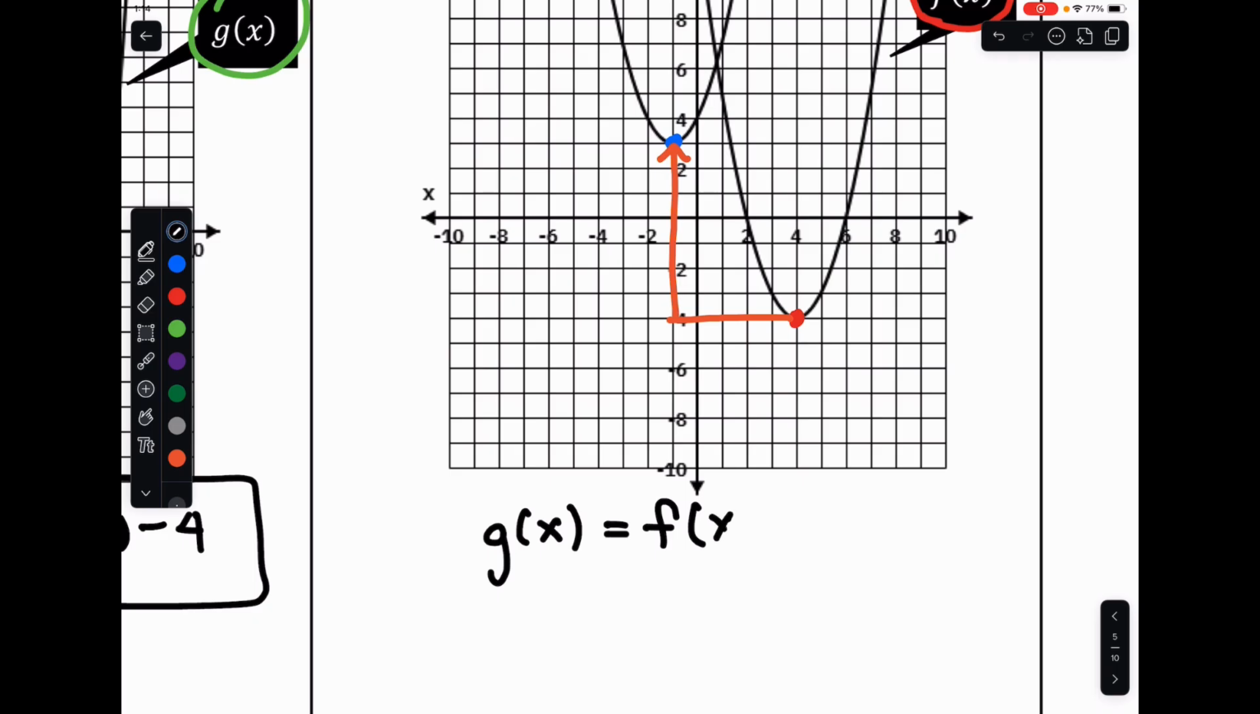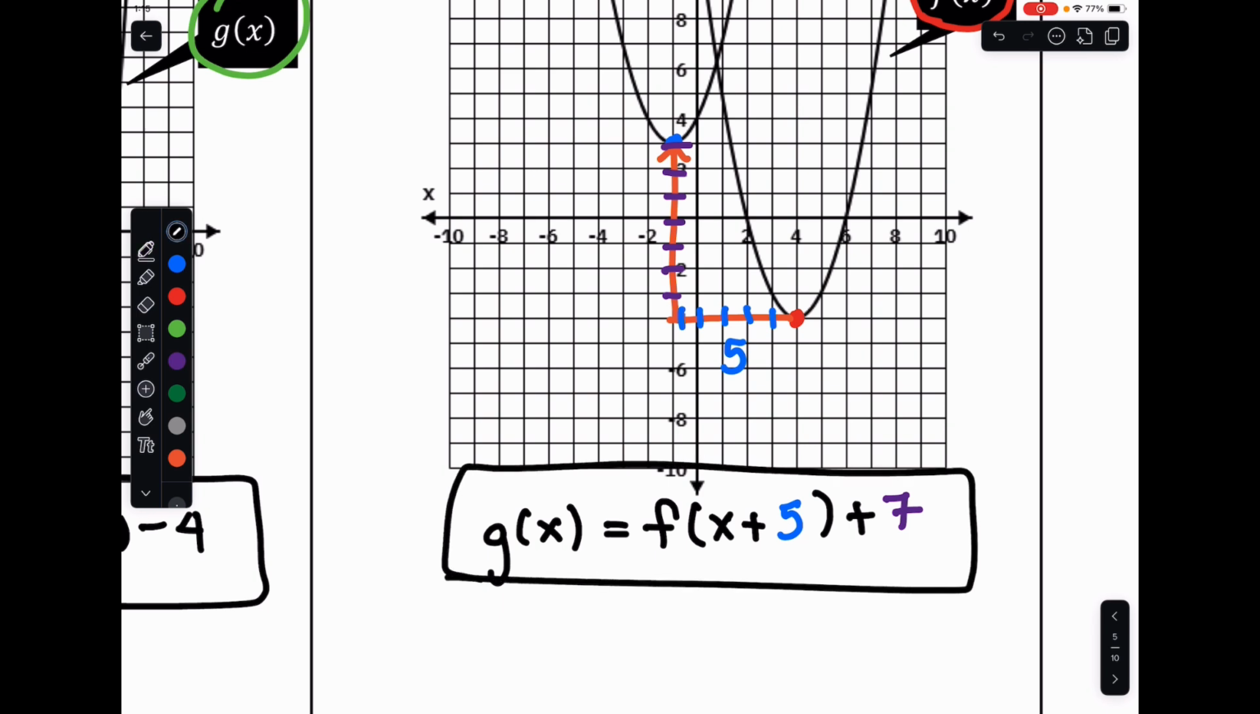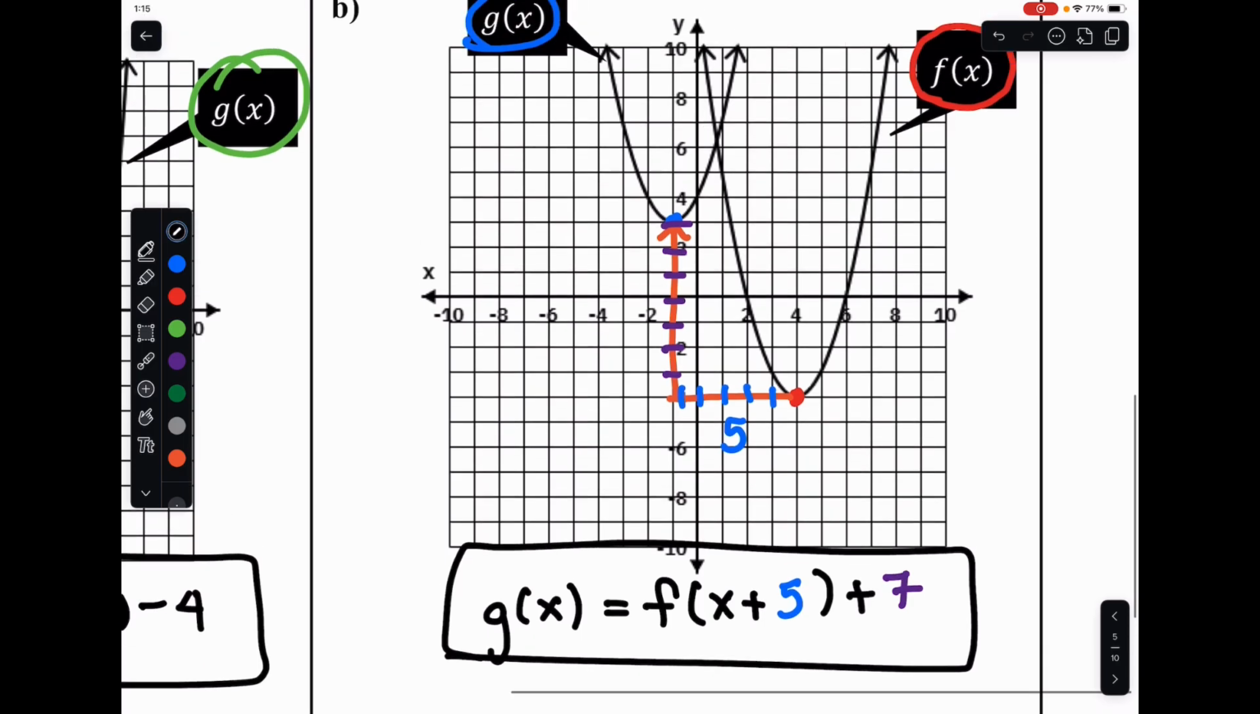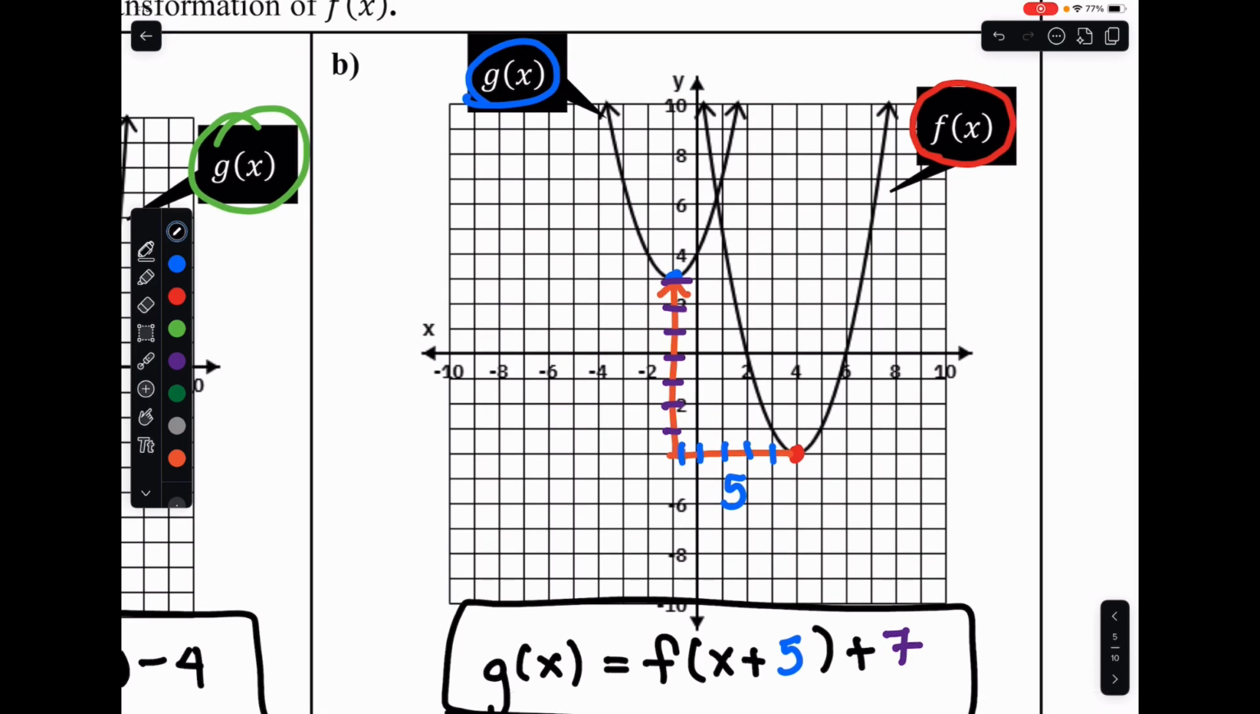So since we're moving to the left, that's going to affect again the x value, and it's going to be f of x plus some number. Let me close the parentheses. And since we're moving up, that's going to add a number on the outside of that parentheses in order to shift it up. And now all we're going to do is just simply count. So this is 1, 2, 3, 4, 5. So 5 units to the left is plus 5. And 1, 2, 3, 4, 5, 6, 7 units up is plus 7 on the outside. So there is the rule for your transformation of this function f to this function g.